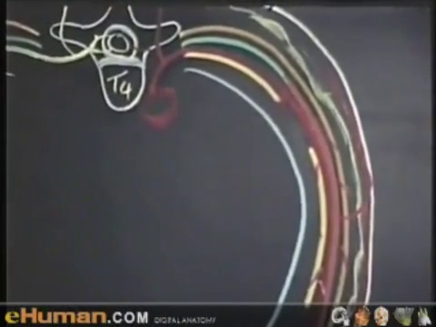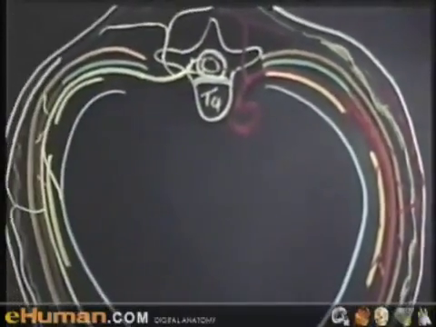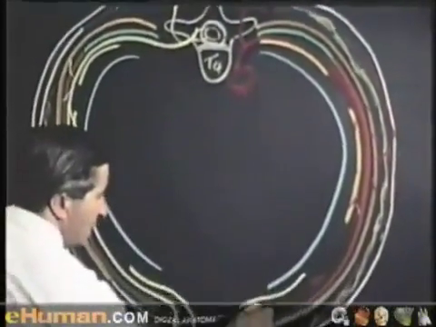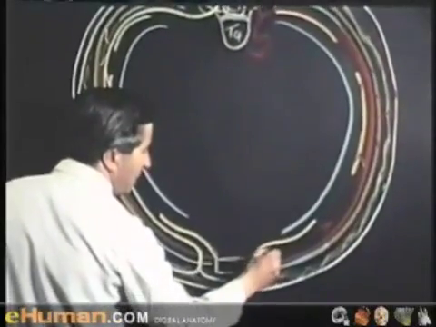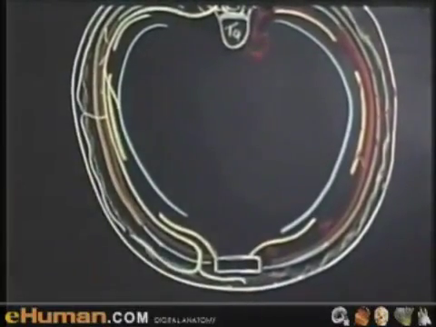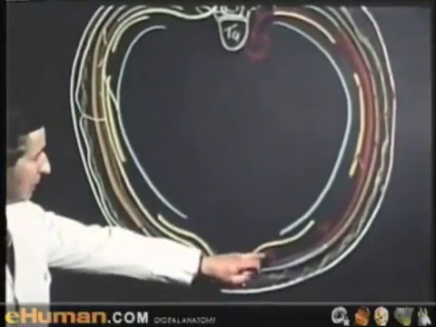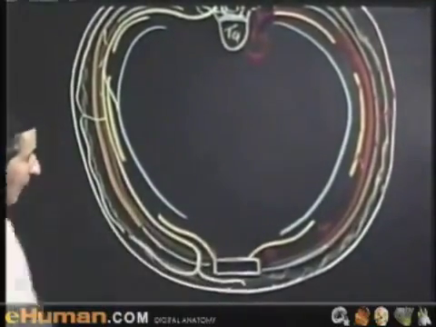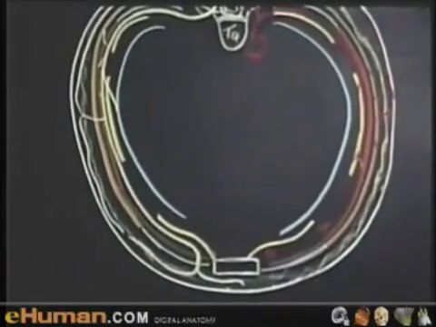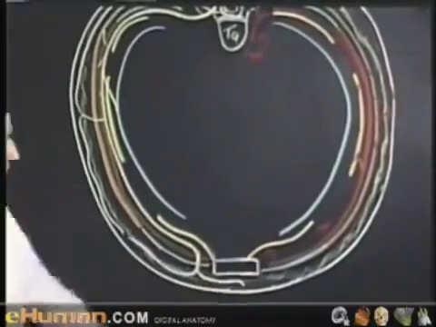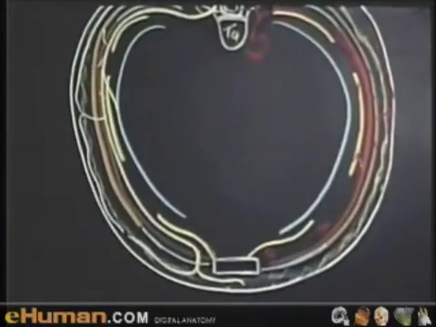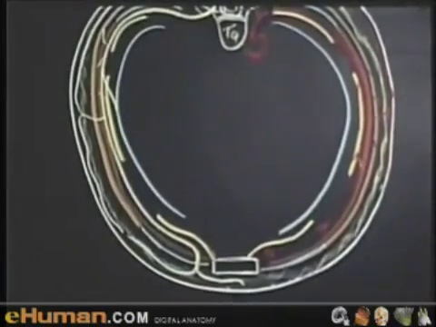Now, situated in front, just a finger's breadth lateral to the margin of the sternum, is the internal thoracic artery. This artery is a branch of the first part of the subclavian artery, and it descends behind the costal cartilages, a finger's breadth lateral to the sternum. It ends in the sixth intercostal space by dividing into the musculophrenic artery and the superior epigastric artery.